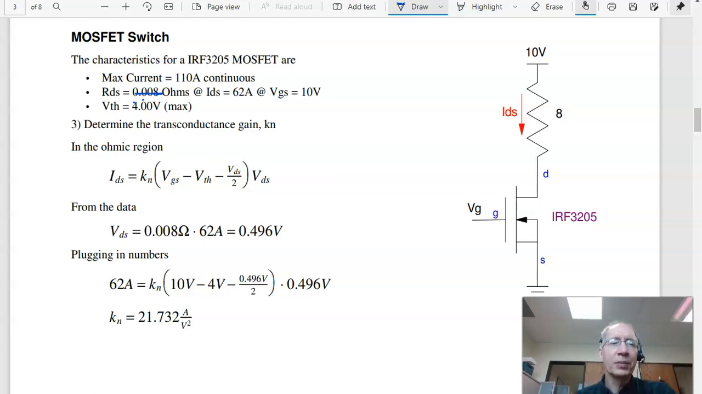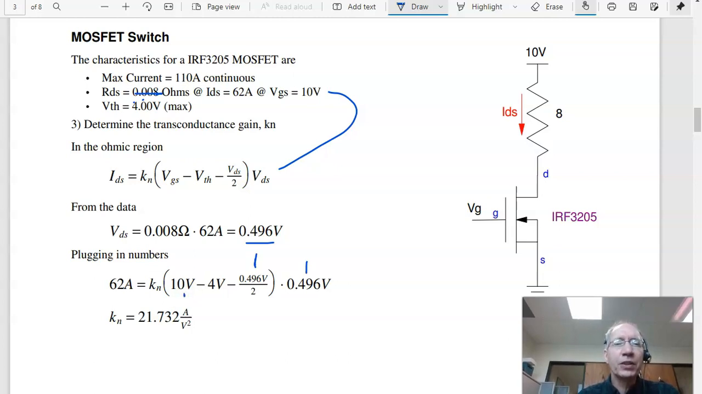Another way is slightly more accurate. Calculate K sub n. From the specs, I can tell you what K sub n is. It's 0.008 ohms, which tells me I'm in the ohmic region. So use the ohmic equation. I times R is voltage. VDS is 0.496 volts, so that plugs in right here.